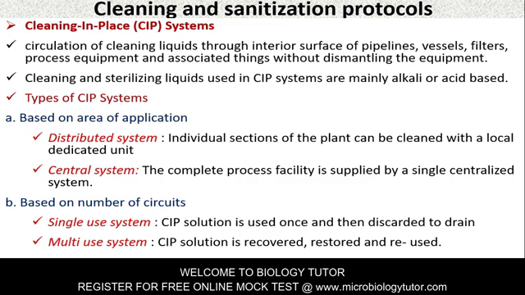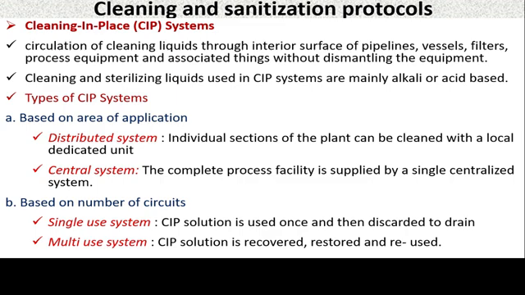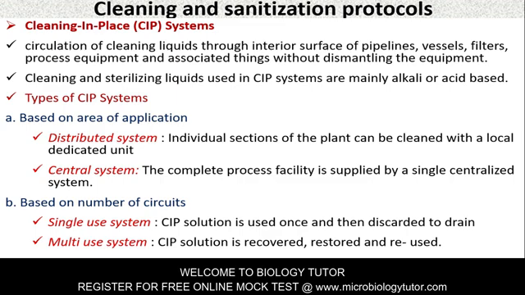Types of CIP systems. A. Based on area of application. Distributed system, central system. Distributed system: individual sections of the plant can be cleaned with a local dedicated unit, that is known as distributed system. Next, the central system. The complete process facility is supplied by a single centralized system, that is known as central system.